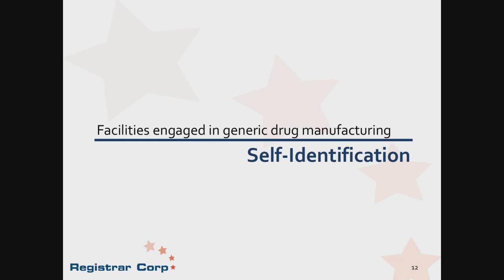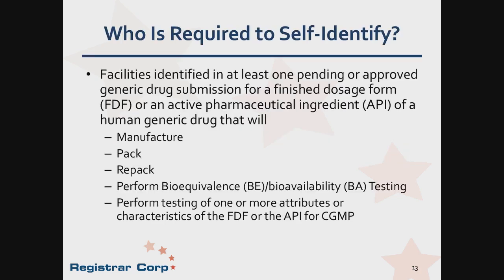Under GDUFA, facilities, sites, and organizations must electronically self-identify with FDA and update that information annually. FDA calculates annual facility fees for facilities manufacturing or intending to manufacture API of human generic drugs and finished dosage form human generic drugs based on the number of facilities that have self-identified. The following types of generic industry facilities, sites, and organizations are required to self-identify with FDA. Facilities that manufacture or intend to manufacture human generic drug APIs or FDFs or both.